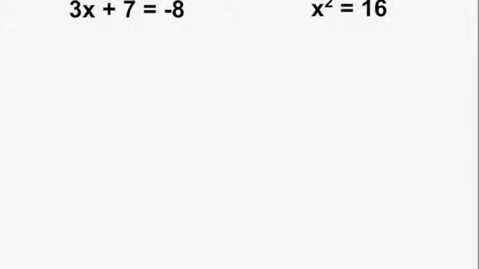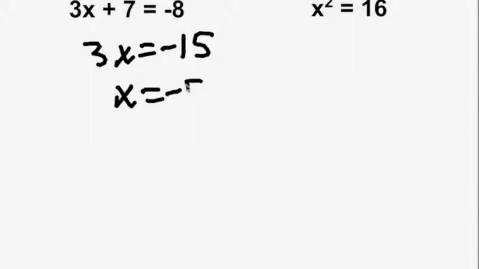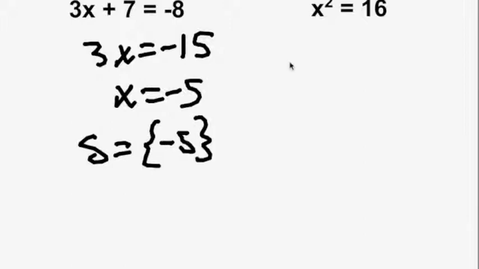So now let's look at these two problems. 3x plus 7 equals negative 8. In order to solve it, you want to subtract 7 from each side. So you get 3x equals negative 15. Divide by 3, so x equals negative 5. And your solution set is {negative 5}.